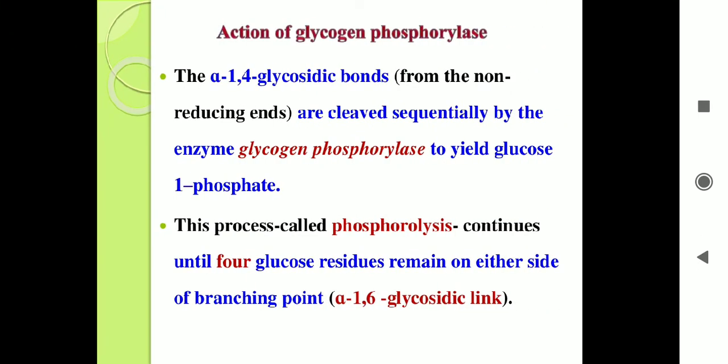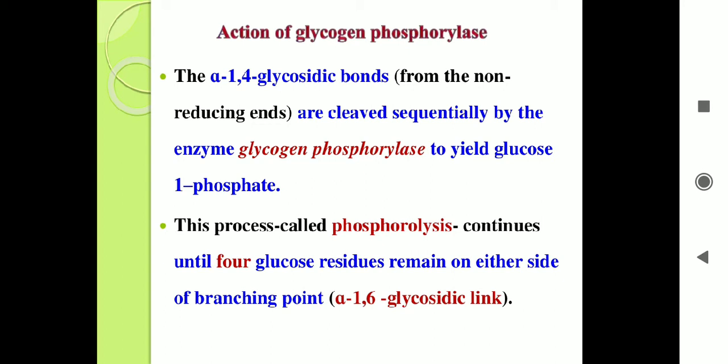Okay, so there is an action of the glycogen phosphorylase enzyme. Means the alpha 1,4 glycosidic bonds present on the glycogen are cleaved sequentially by this enzyme, which is present in the cytosol, right? So glycogen phosphorylase yields a glucose 1-phosphate molecule. Means if you break that glycogen molecule at the alpha 1,4 position, you will get glucose 1-phosphate. Okay, then this process is called phosphorolysis. Means there is an enzyme used for this process, that is glycogen phosphorylase.